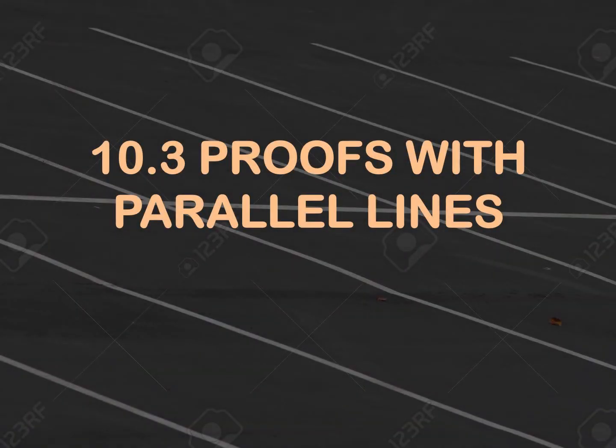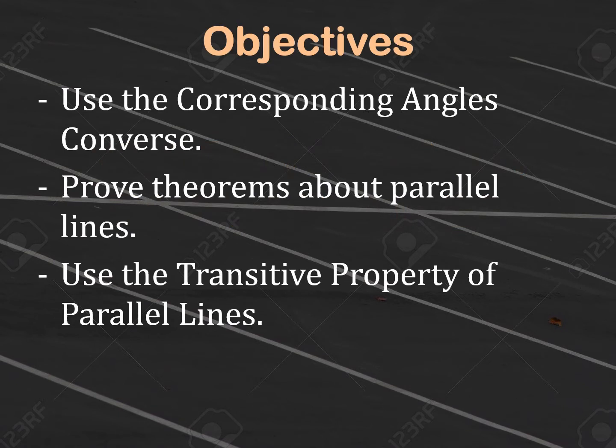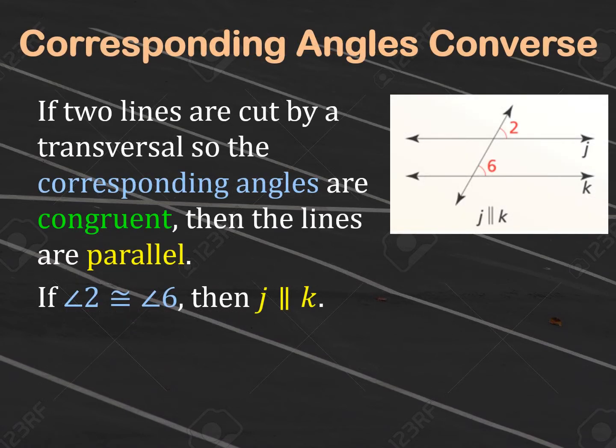So this is section 10.3, proofs with parallel lines, very similar to what we covered in 10.2. I'll explain the differences when we get there. So we're going to use the corresponding angles converse and prove a theorem about parallel lines and use the transitive property of parallel lines. So in section 10.2, you were given a transversal intersected by two parallel lines.